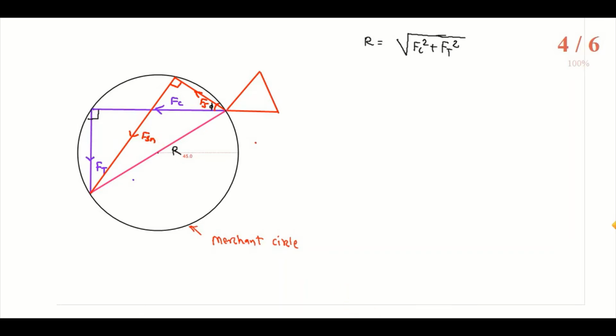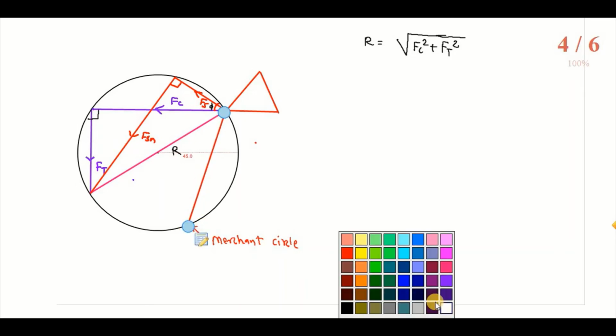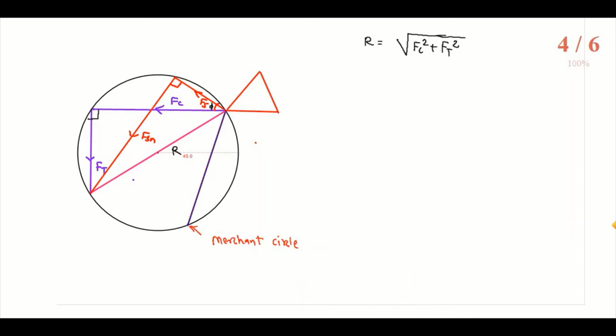And along the tool rake face we are getting the friction force in this direction, and normal to that we are having the normal to friction force. So the forces are this is F and this is N. Now we'll give all the angles.